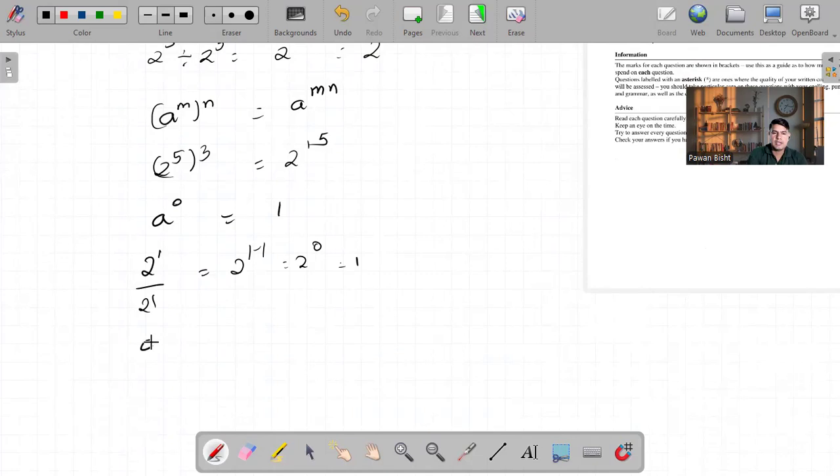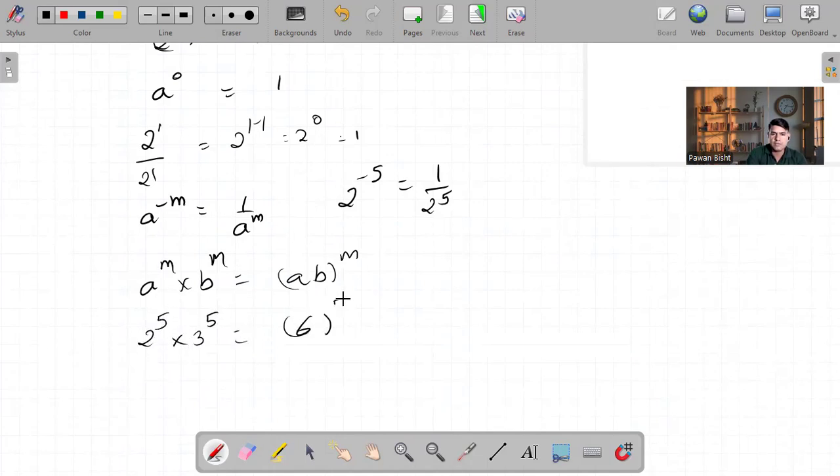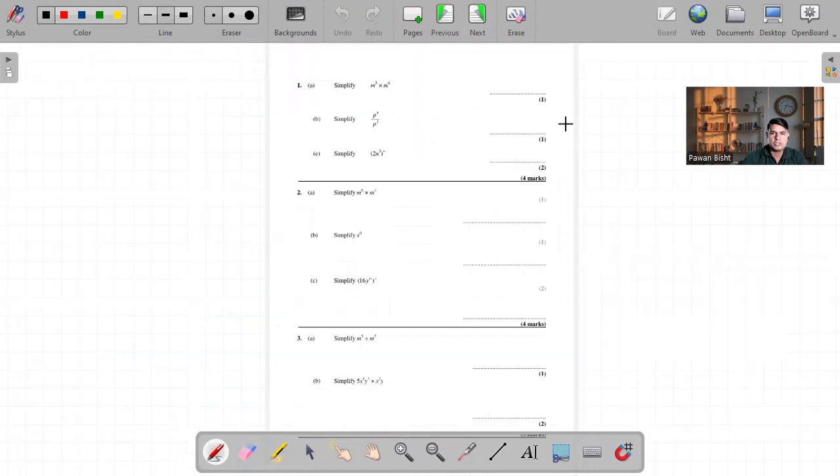Next property, a to the power minus m. If minus m is written, we can write it as 1 over a to the power m. For example, 2 to the power minus 5, I can write 1 upon 2 to the power 5. And the last property is when bases are different but powers are same. We can multiply the bases, ab to the power m. For example, 2 to the power 5 times 3 to the power 5, your answer is 6 to the power 5. Power remains same, bases get multiplied. Now let's start some questions on these topics.